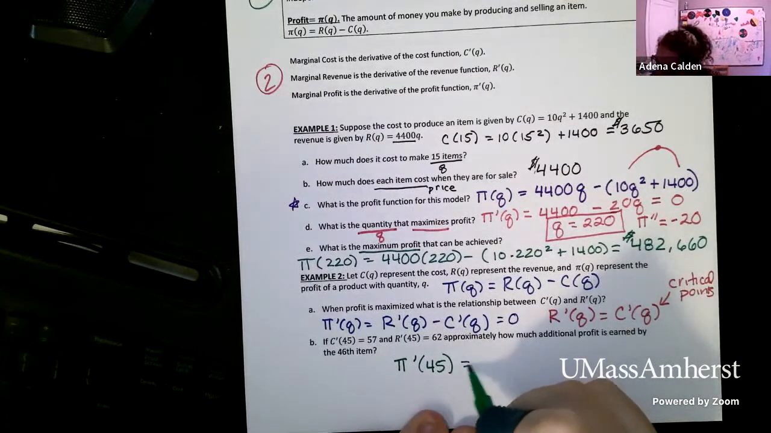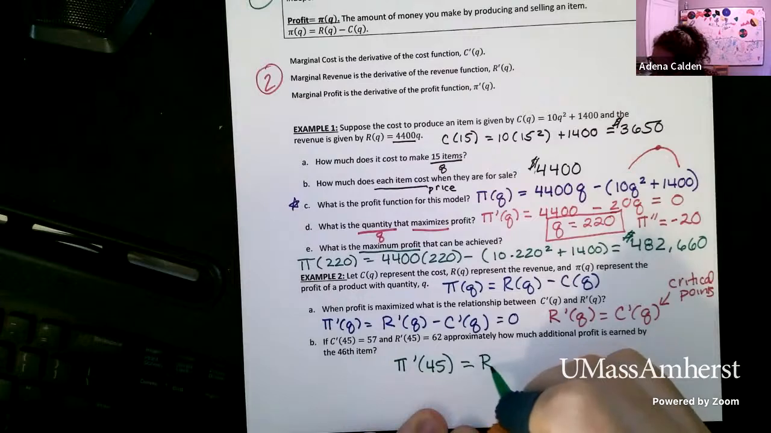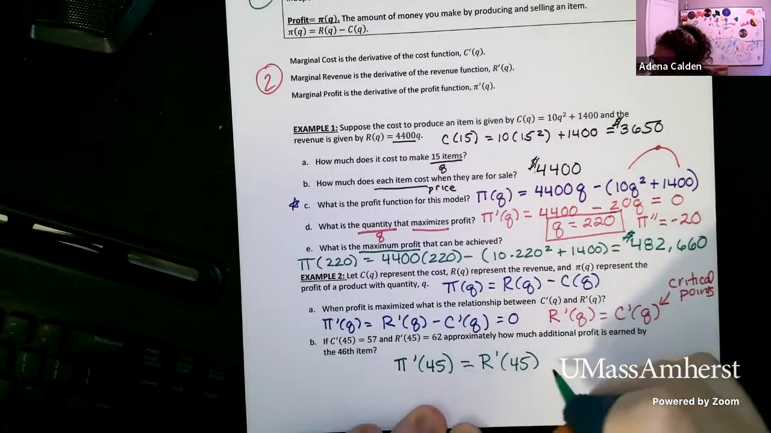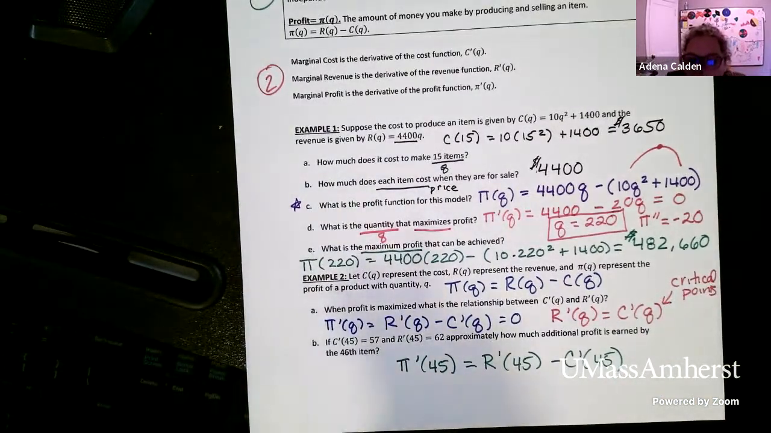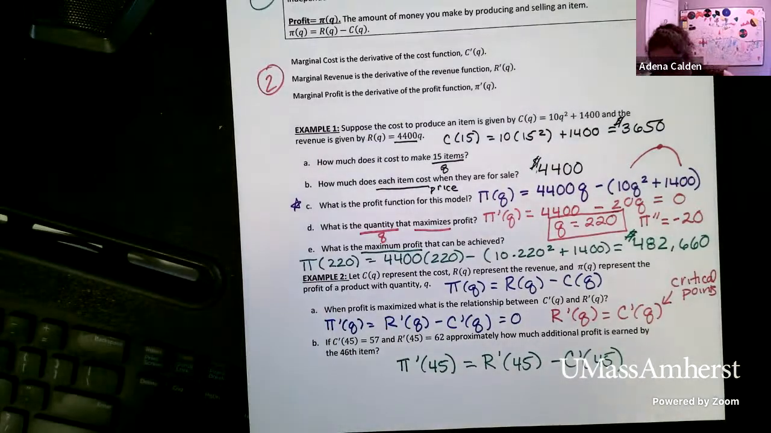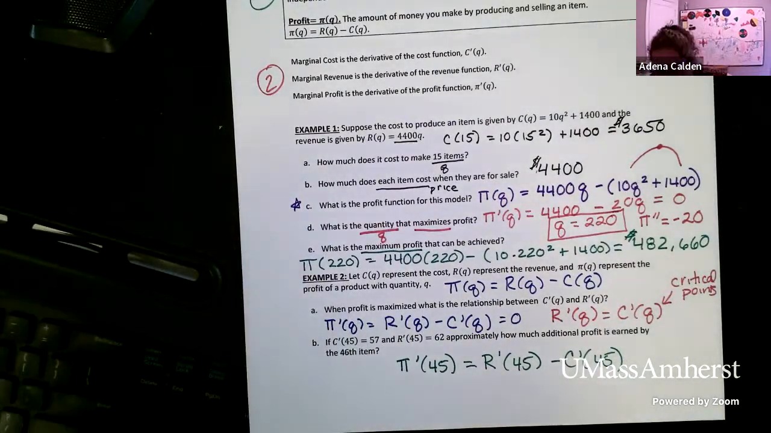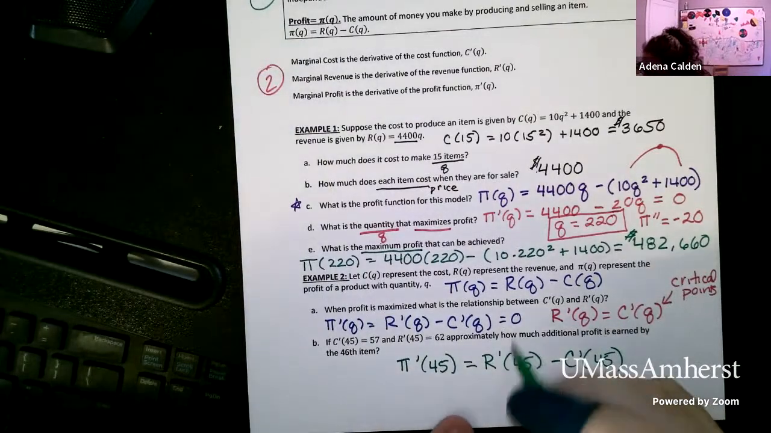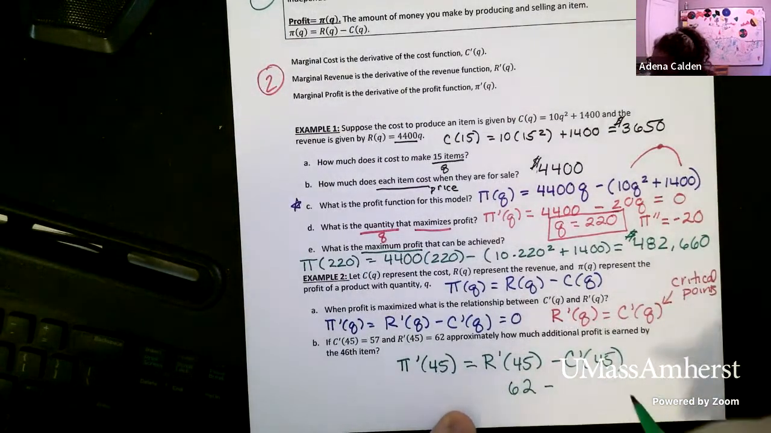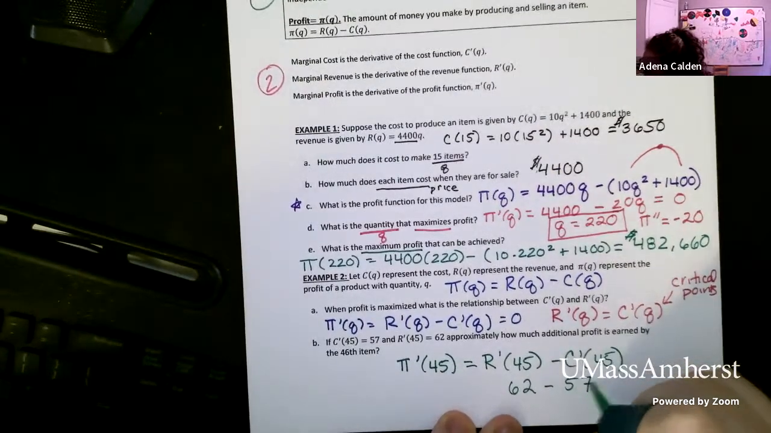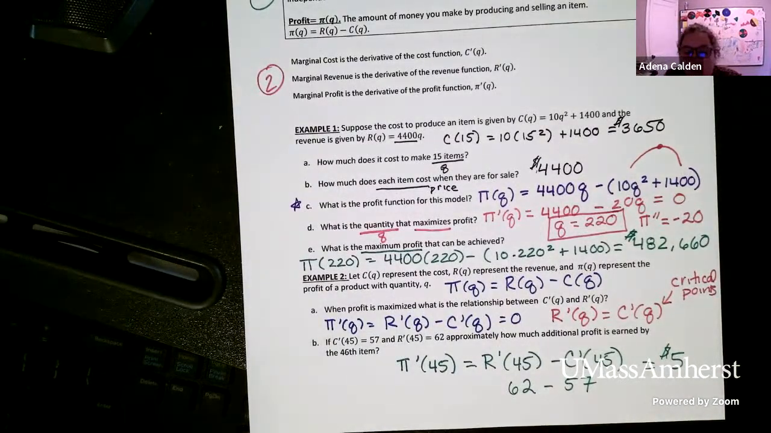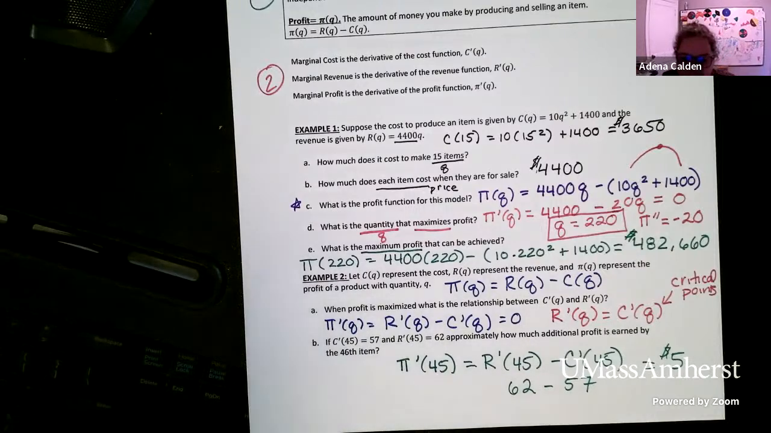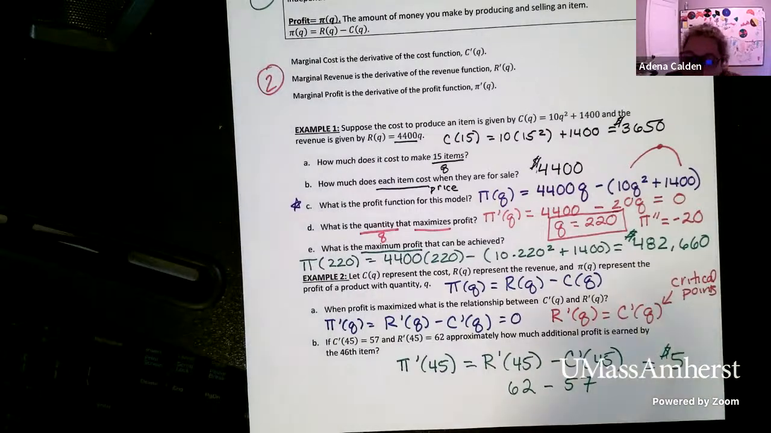So we know that marginal profit at 45 will have to equal marginal revenue at 45 minus marginal cost at 45. Okay, that will tell us how much profit we earn going from 45 to 46. So R prime of 45 is 62. C prime of 45 is 57. We subtract those and we get $5. So the additional profit from making one more item, from going from 45 to 46, will be an additional $5 in profit.